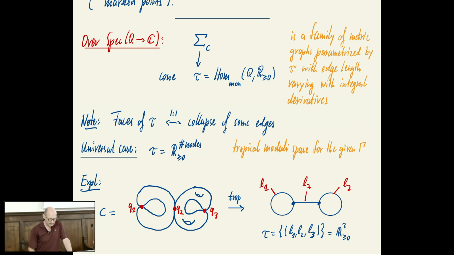And you could view this as a tropical moduli space for a dual intersection graph gamma. So an abstract graph gamma with some edges, some rays. It comes with this kind of universal tropical moduli space, and that's what tropical geometry thinks of as the tropical moduli space of curves. Let's do one example just to get some intuition for this.